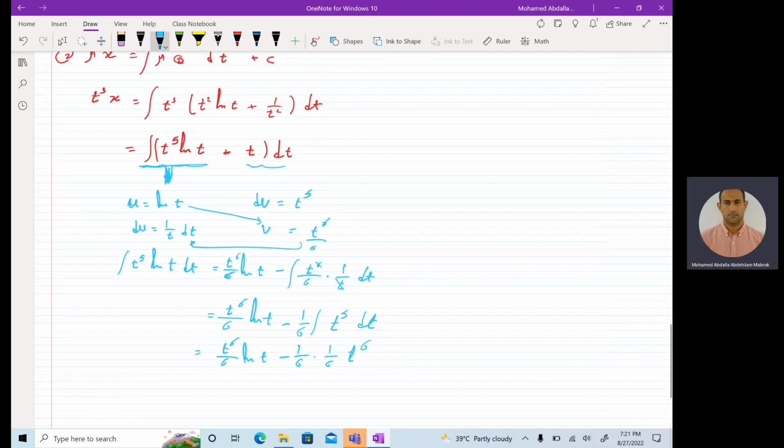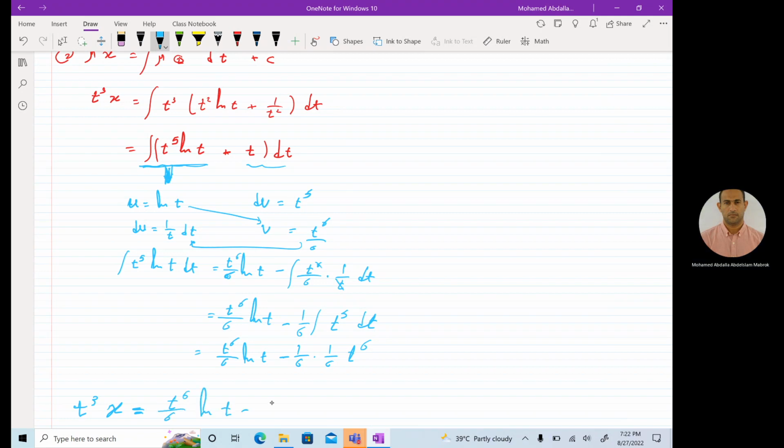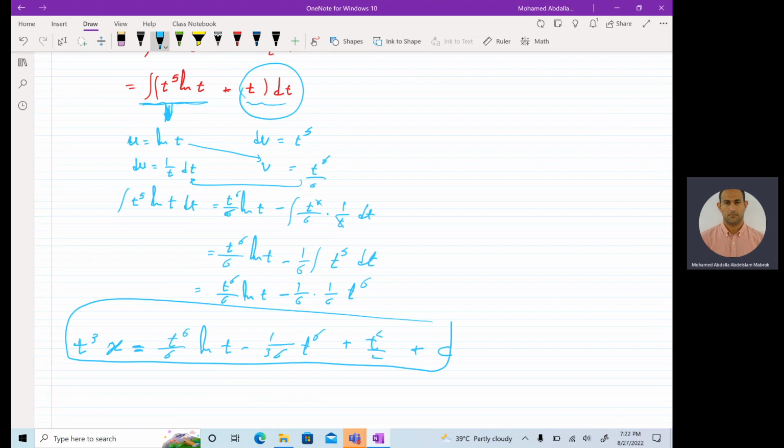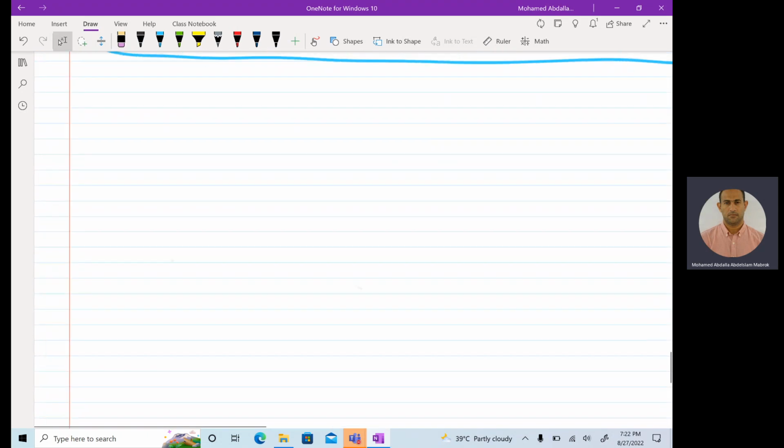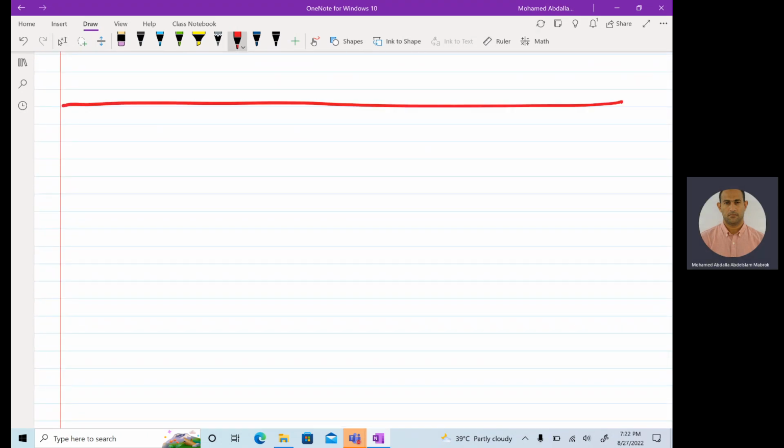And that leads to the solution: t to the power 3 x equals the result of the integration, t to the power 6 over 6 ln t minus 1 over 36 t to the power 6, plus the integration of this part, don't forget that, t squared over 2, plus a constant. And this is your final solution here. So this is one linear first order differential equation. Let's solve another problem. Okay, that's the last problem.